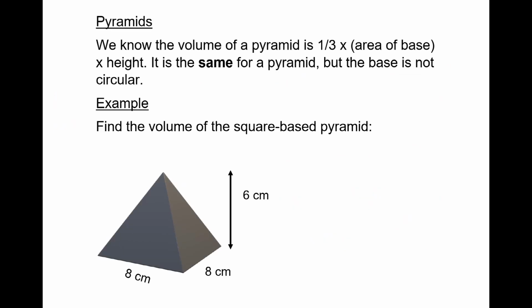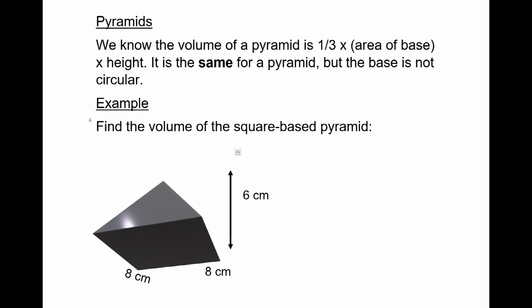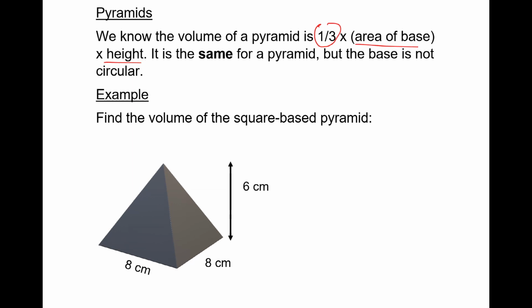A pyramid is very similar to a cone. It's just that the base is not necessarily a circle. It can be a triangle, a rectangle, or a square, or perhaps a different shape, an octagon. And whatever shape you have, the volume of a pyramid is given by 1/3 times the base area times the height. It's exactly the same as a cone, only instead of pi r squared we have whatever the base area is. And this formula isn't given to you, so it needs to be remembered.